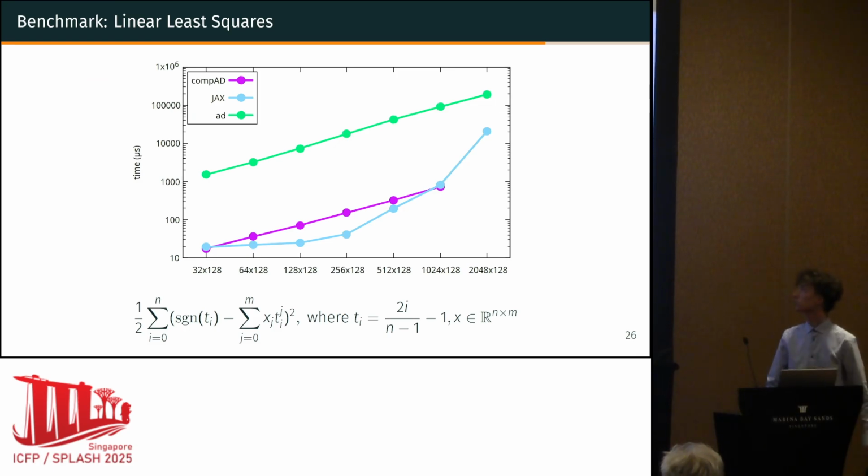For the first benchmark, we tested a linear least squares problem, and as you can see, we have a good start and we perform quite similar to JAX. But JAX tends to still be a bit faster. I think the behavior on the right is actually a bug in JAX. I didn't look too deep into that, but unfortunately, before we get there, we also crash.